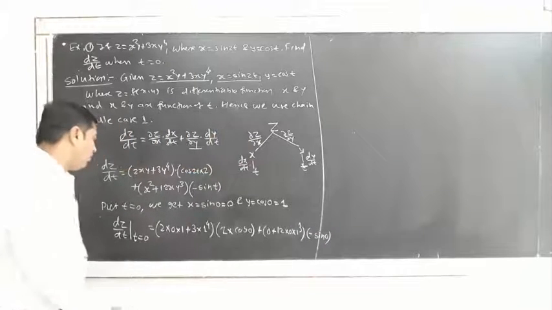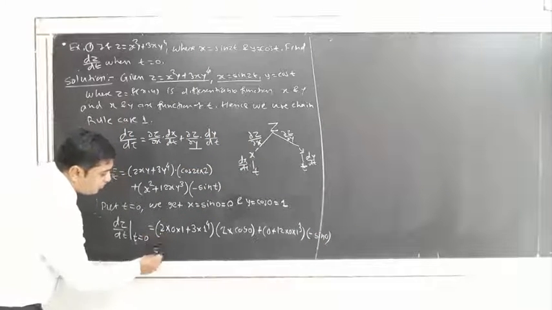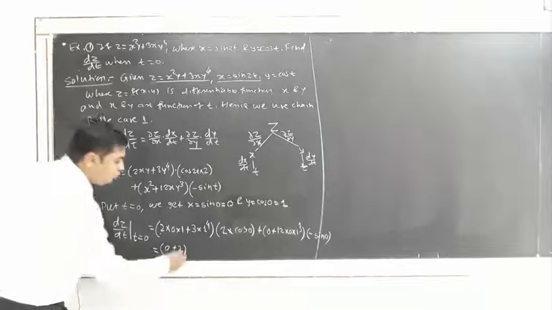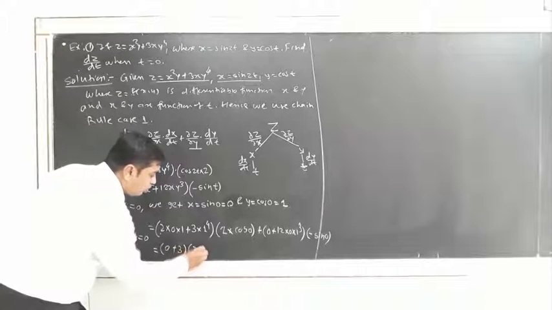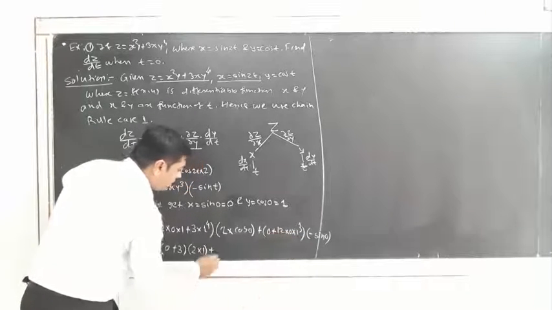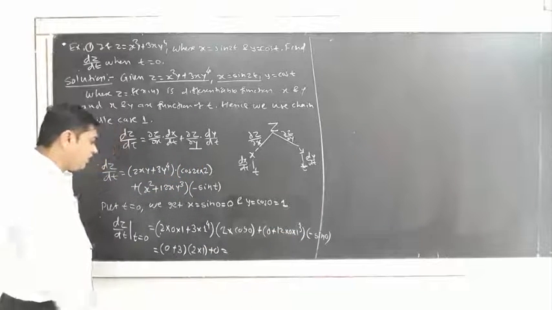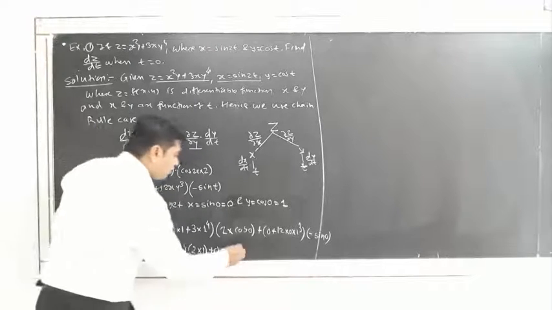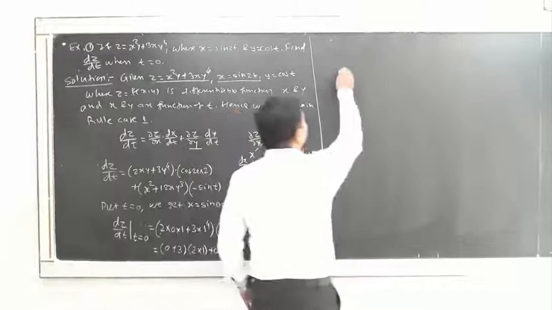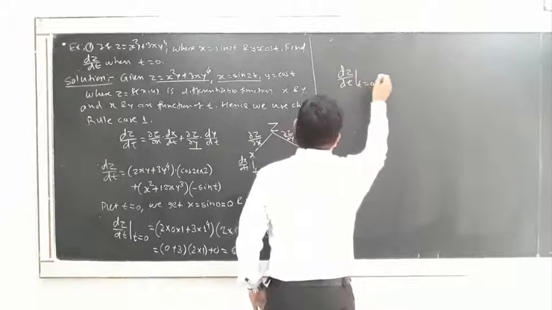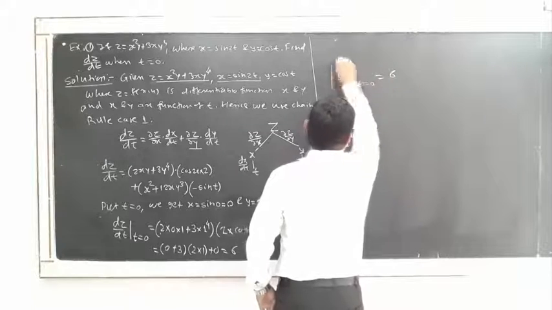Okay, so what are we getting here? It is 0 plus 3 into 2 into what? 1 plus this is 0, this is again 0. What should this be? 3 2s are 6. Therefore, what we are getting? dz by dt at t equal to 0 is equal to 6.